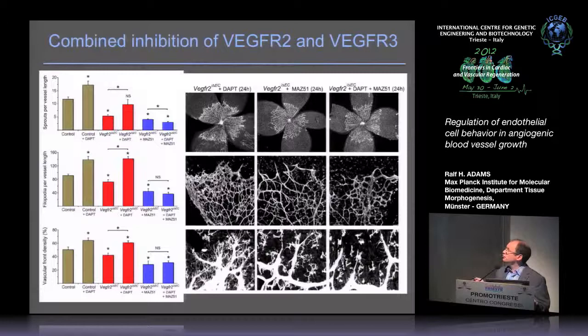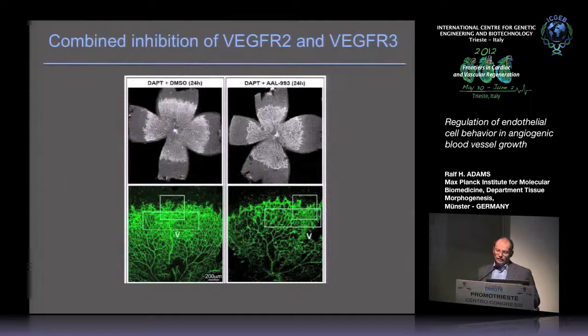In VEGF receptor 2 mutants, you start with a lower number of sprouts, but if you give DAPT, you still get a very robust increase. However, if you now take a VEGF receptor 3 mutant and you block Notch and VEGF receptor 3 kinase activity with a kinase inhibitor called MAZ51, which was previously published by Jonathan Sleeman, this increase is absent. And the same also applies to filopodia formation and vascular density down here.